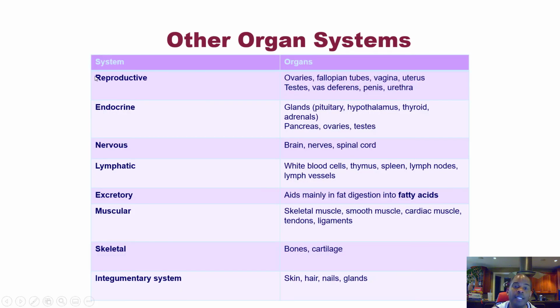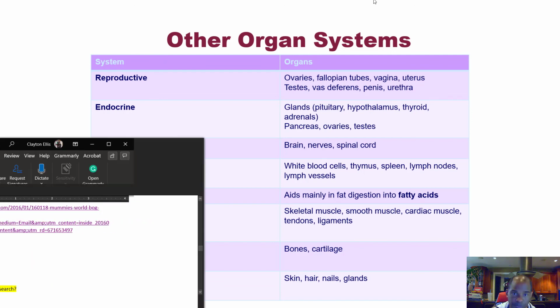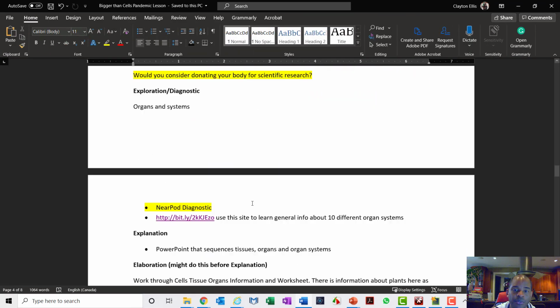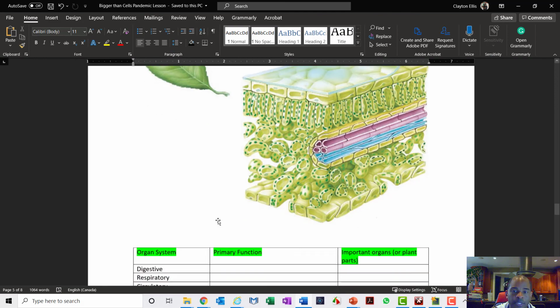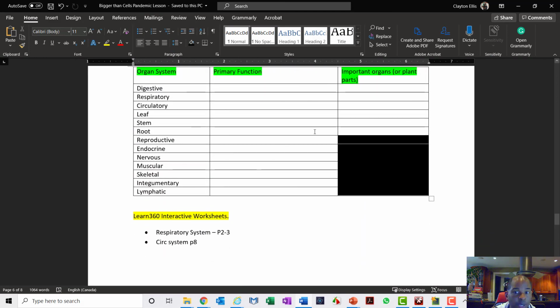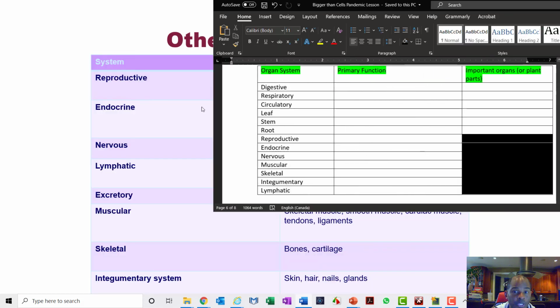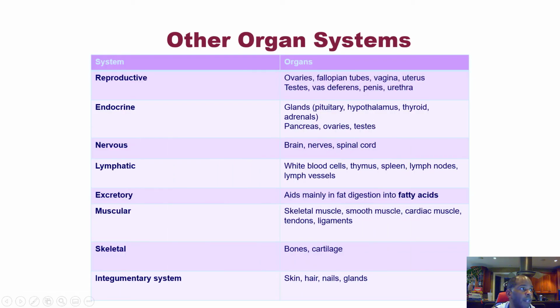On this particular chart, it tells you some of the important organs of the other organ systems, but if you take a look at the document, you'll see that I've asked you to give me a description of what each of the organ systems does. Not the parts like I have on the PowerPoint, but what does it do? You can get that from the resource links as well as from the PowerPoint.